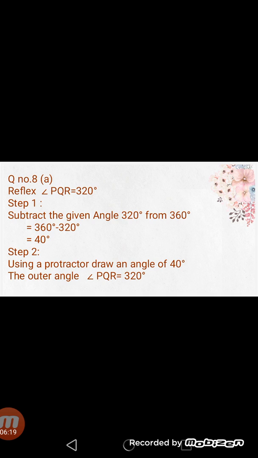Now move to the question number 8. In question number 8 you have to draw the reflex angle with the help of protractor. In question number 7 you have to calculate the reflex angle, and now in question number 8 you have to draw the reflex angles. See the first part, reflex angle PQR is equal to 320 degree. In first part we have given reflex angle PQR is equal to 320 degree. To draw reflex angle we will subtract 320 degree from 360 degree. The result will be 40 degree.